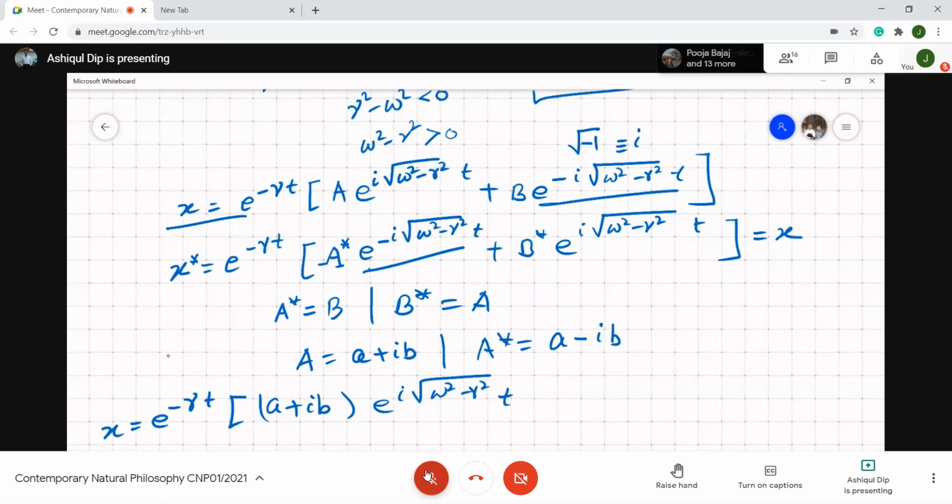Can I write it as omega prime or something? It's hard to write it. We define square root of omega square minus gamma square equals, let's say, capital omega. So if we define it like that, then we have this.